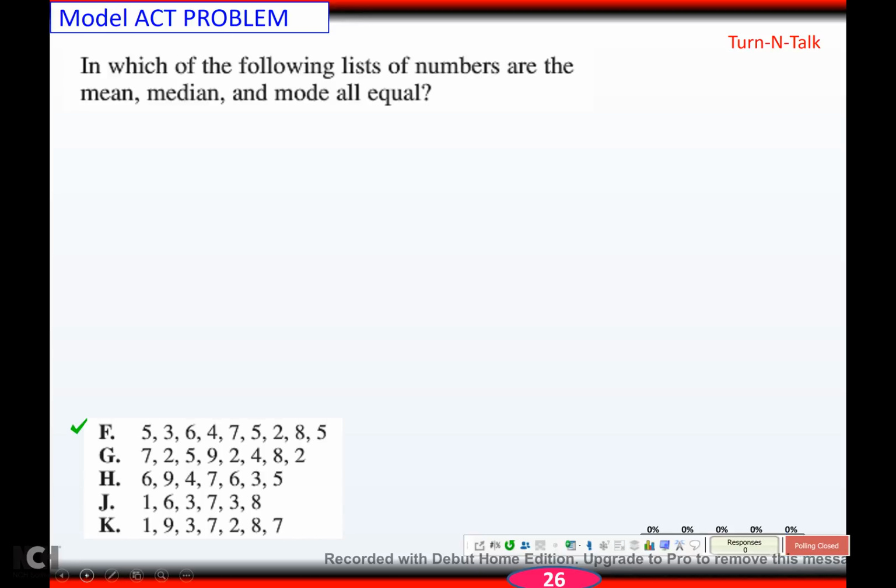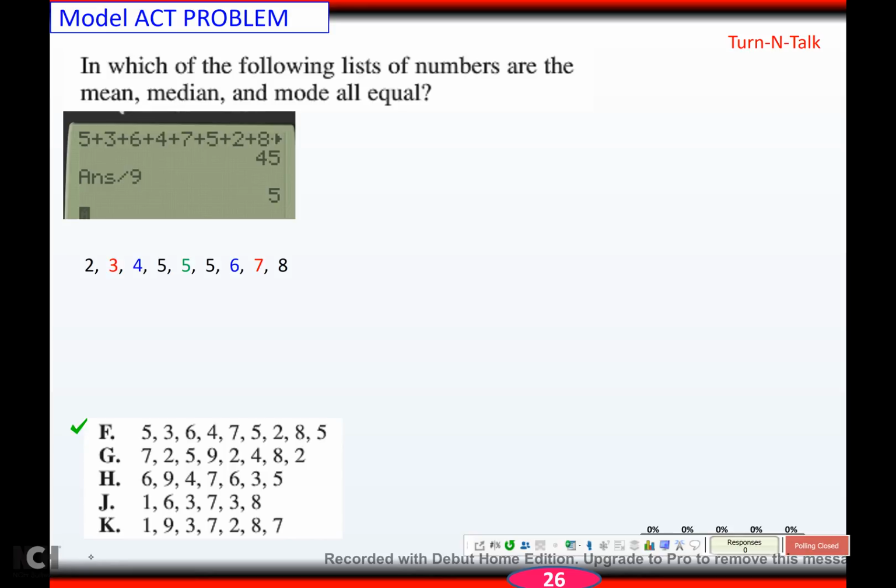And hopefully you got F. It says, in which of the following list of numbers are the mean, median, and mode all equal? Ugh, that means I have to find mean, median, and mode of all those sets of data. So I just started at the top.